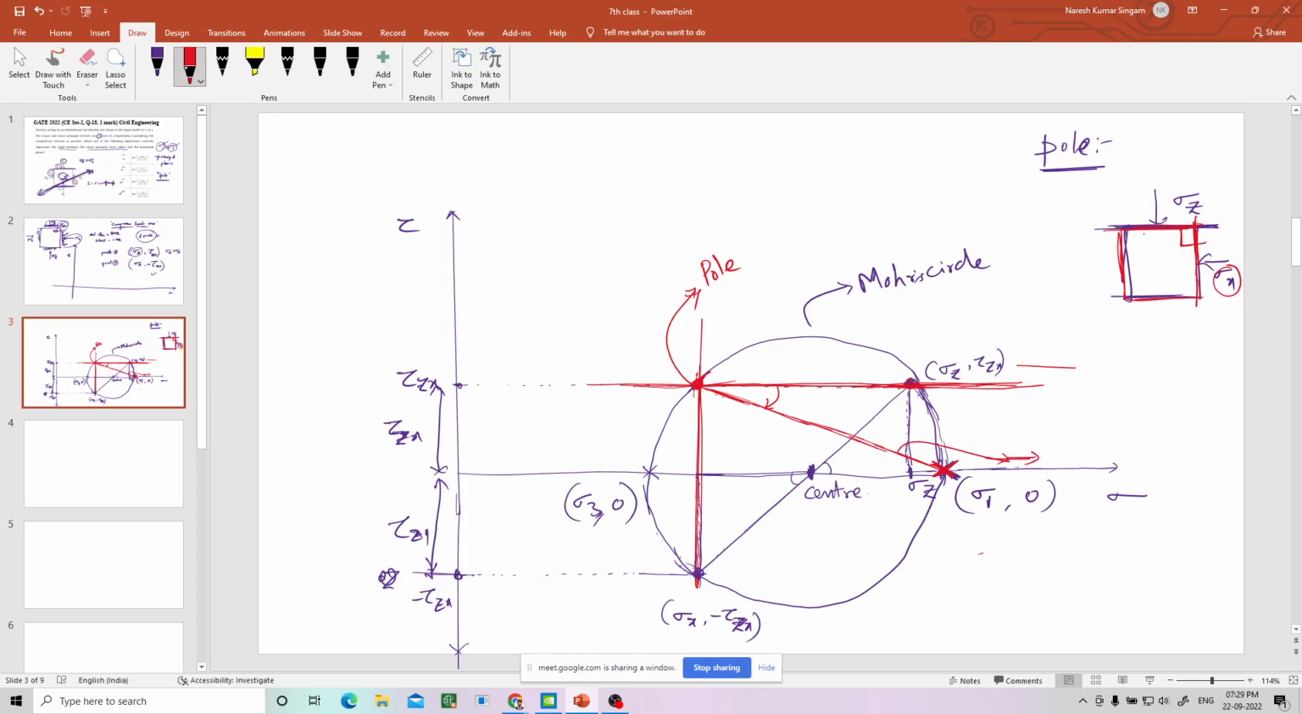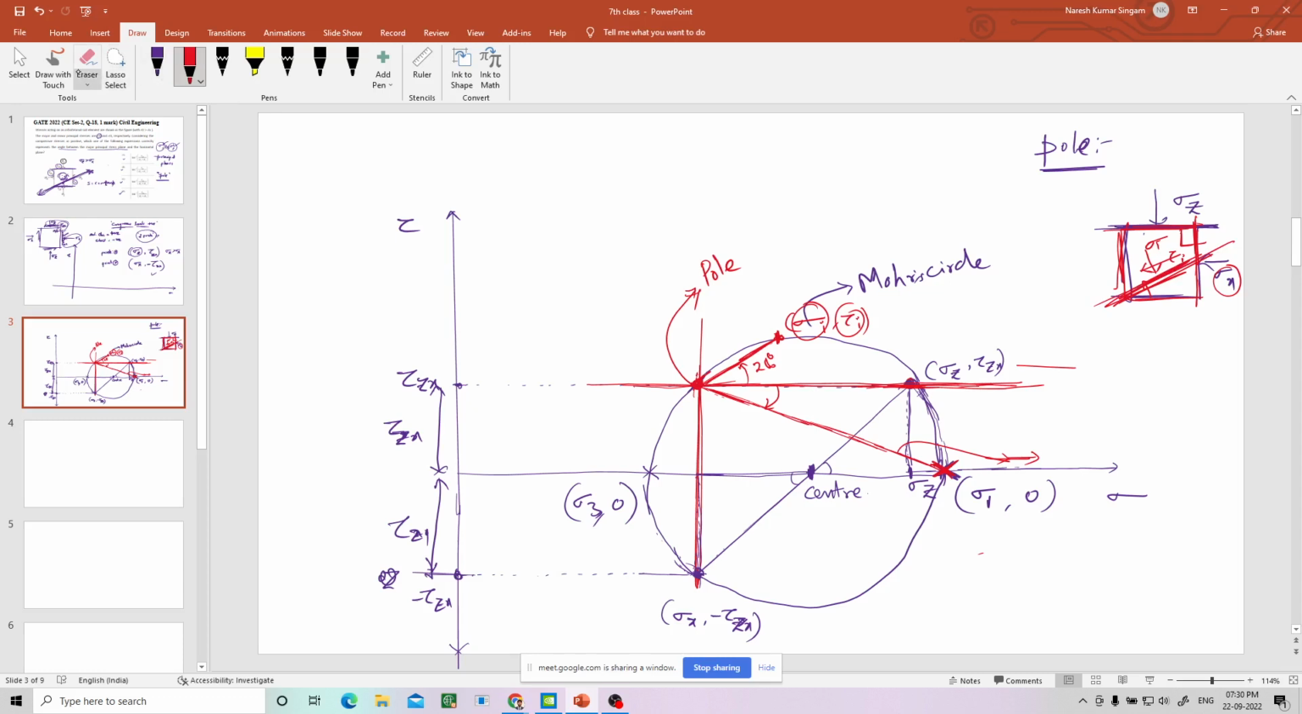From the pole you can draw many lines like this. Suppose this is a line, and wherever it cuts the circle, there are some stresses, let us say sigma i comma tau i. This point represents a plane in this element, and let us say the angle is 26 degrees. So you can draw a 26 degree line here. This is the plane in this element which is subjected to this much normal stress and this much shear stress, sigma i and tau i. That is the concept of pole. From the pole, wherever you draw, just reproduce the same lines with the same angles in this element, and you will get the angle of the plane. You can represent the plane in this element.